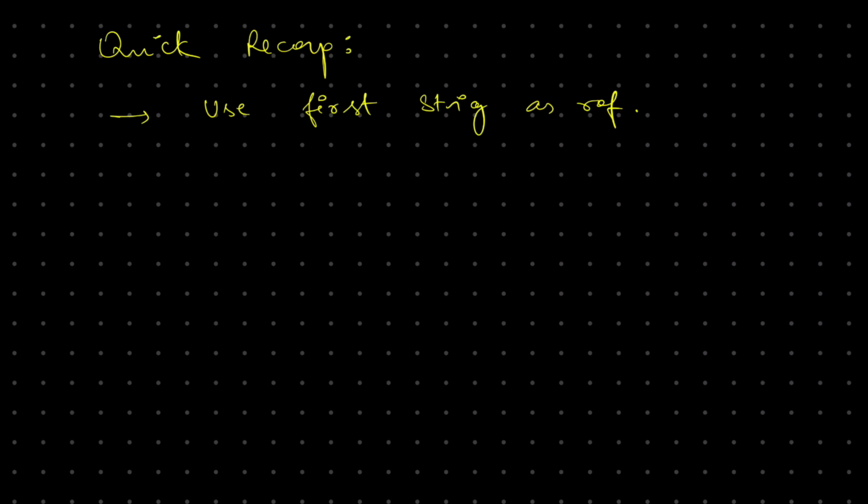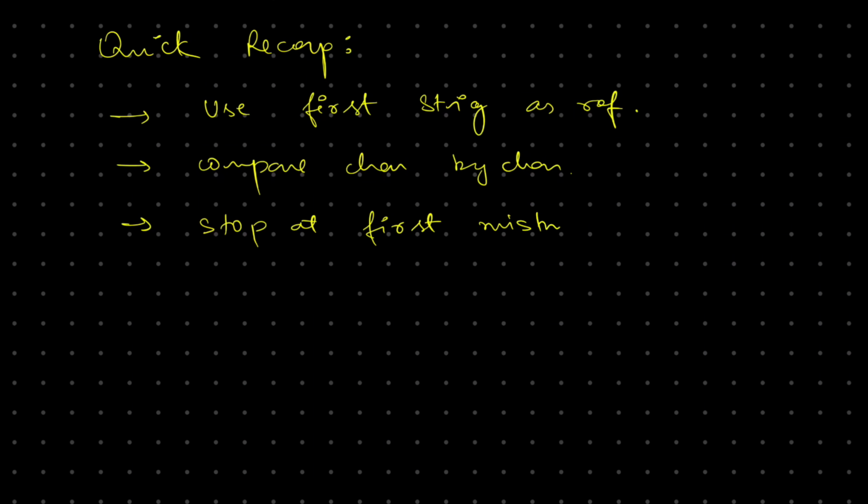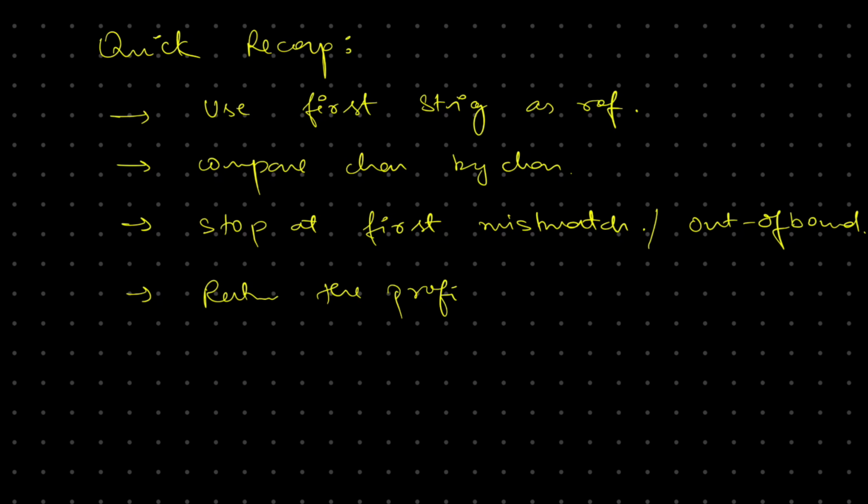Let's do a quick recap. Use the first string as a reference to compare with other strings. Then compare character by character. Next, stop at the first mismatch, or in case of out of bounds. Then return the prefix. Simple logic, but it is worth it.